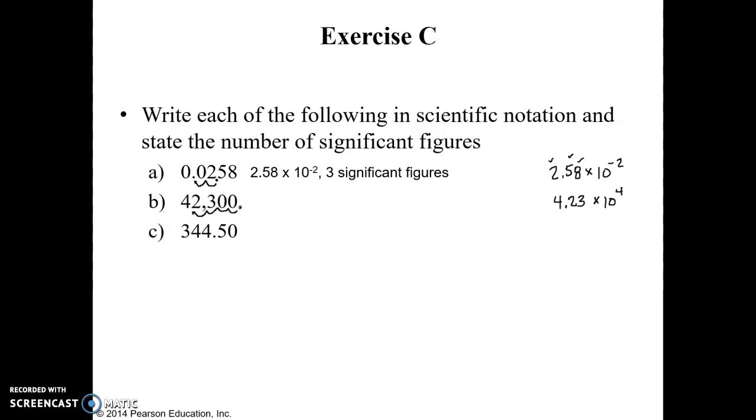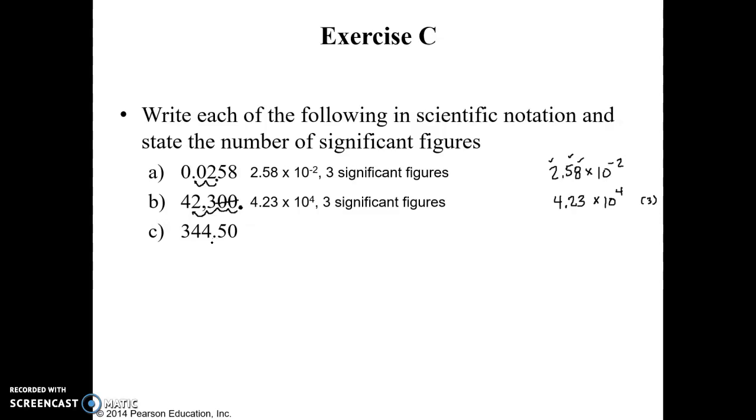Now, you'll notice I wrote 4.23, not 42300. There was no decimal place written here. So since there was no decimal place, the trailing zeros are not considered significant. So it has 3 significant figures. And we'll check our answer. 4.23 times 10 to the fourth with 3 significant figures. Excellent. Now let's look at the last one here.